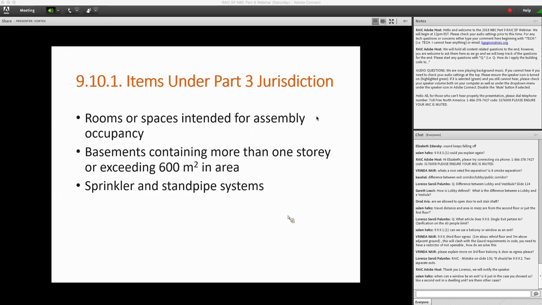And also, where you are sprinkler protecting a building designed to Part 9 and where you are providing standpipe systems in the building, the design of the sprinkler and then the standpipe system would have to conform to Part 3 of the code. There are other items that also fall under Part 3 of the code, and this is discussed in detail under Article 9.10.13 of the NBC.